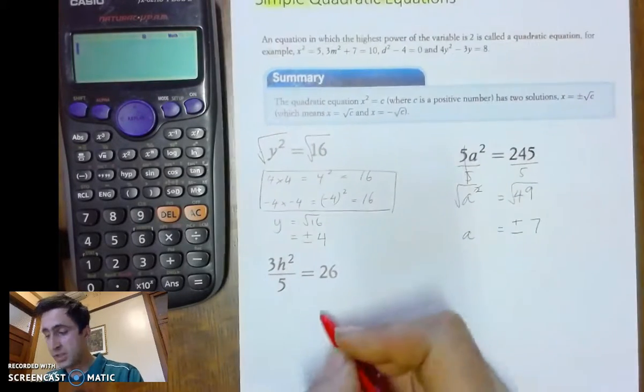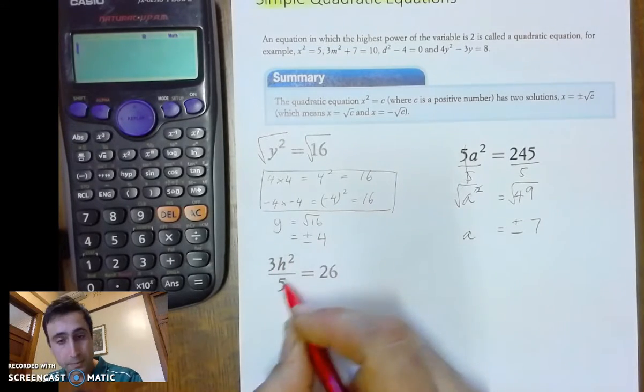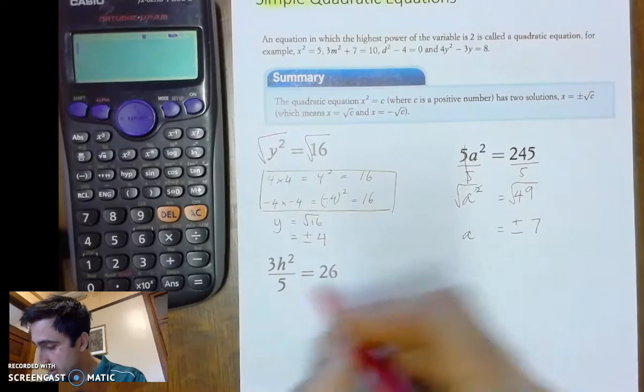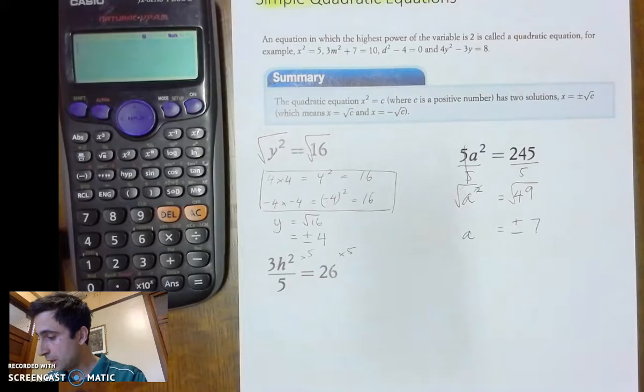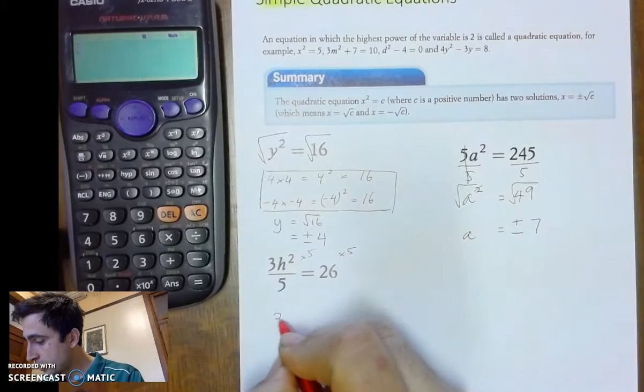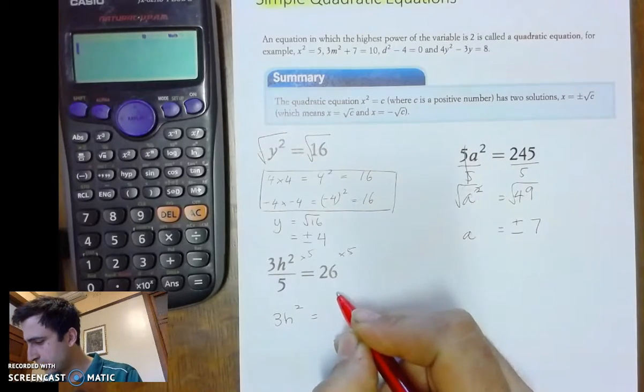Last one here, this is pretty much the same thing. We need to get rid of all of these coefficients on this divisor here, so it's times by 5, times by 5. You should be getting quite good at this now. We end up with 3h squared is 26 times by 5, which is 130.